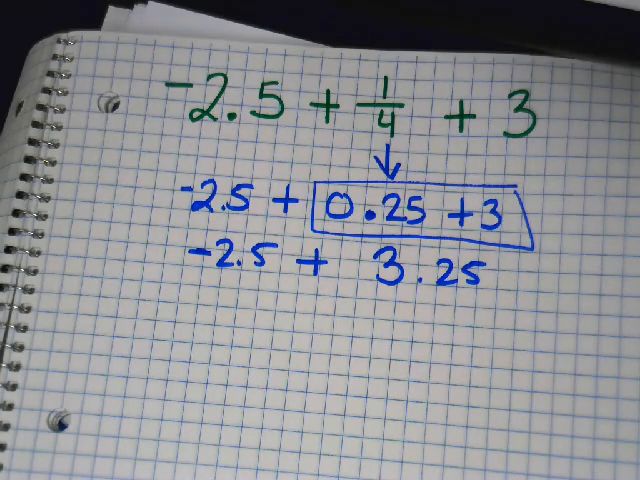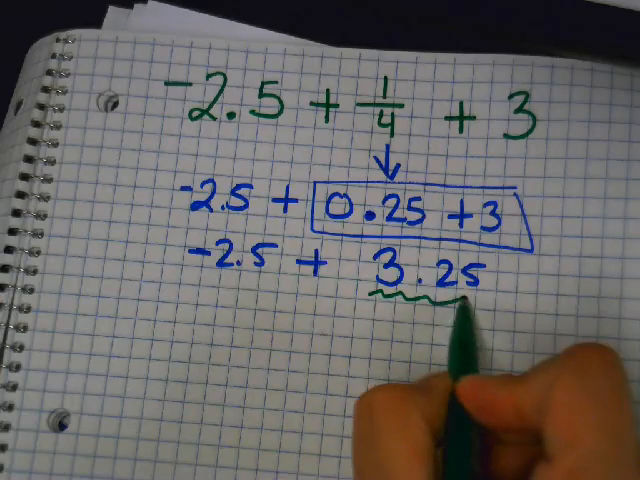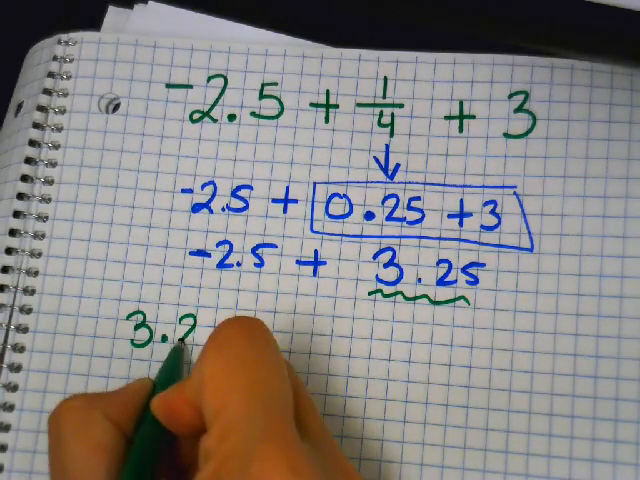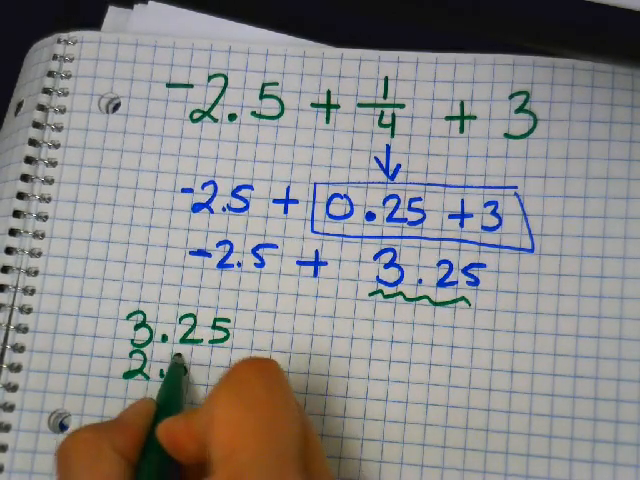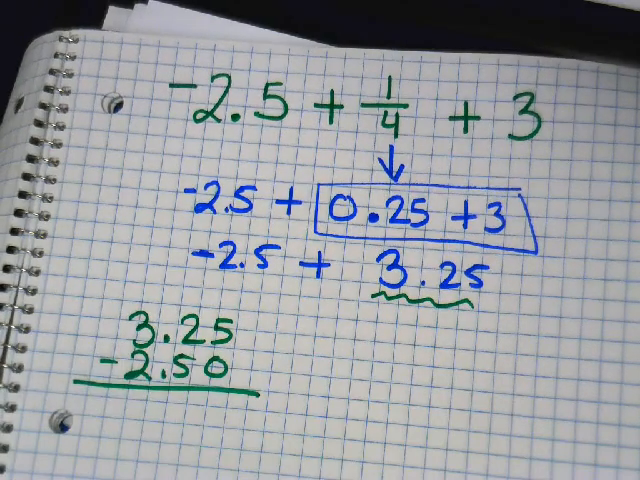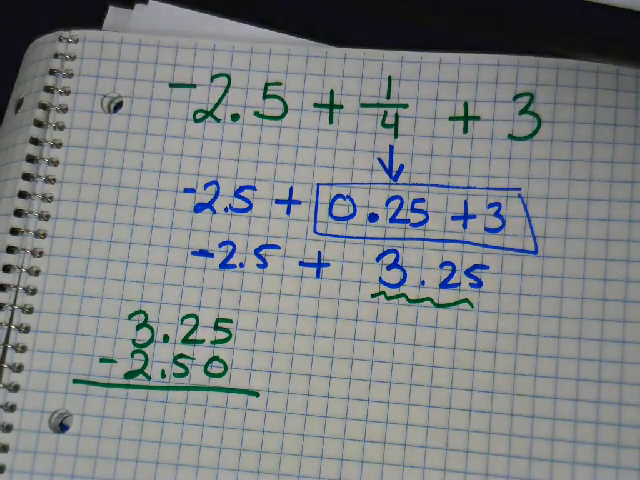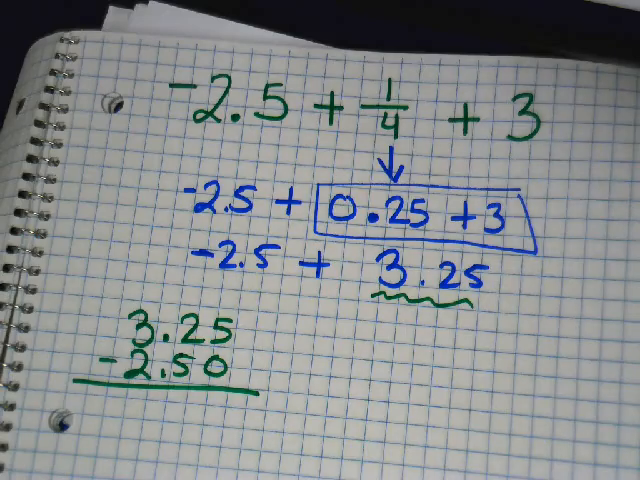Put the one with more on top. So, which is the one that has more? 3.25. That one goes on top. 2.5 goes on the bottom. The one with more goes on top. So this kind of goes against what you've been learning. Subtract. What do you get?